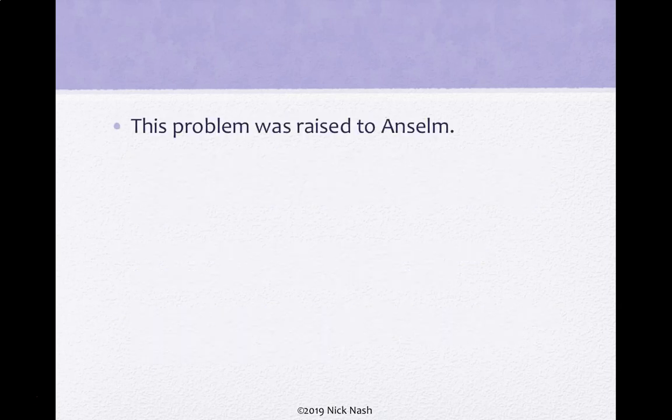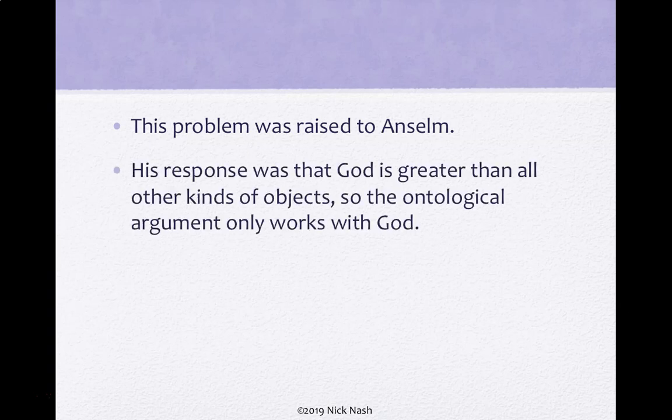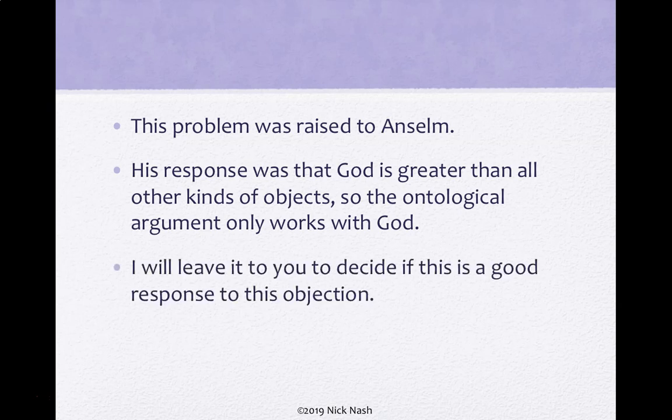And as I mentioned, this problem was raised to Anselm. His response was that God is greater than all other kinds of objects, right? And so because of this, the ontological argument only works with God. Now, to be fair, this is not a very good retelling of Anselm's reply. It's just sort of a very quick overview, but this is effectively what he said. And so I'll leave it to you to decide if this is a good response to this objection.